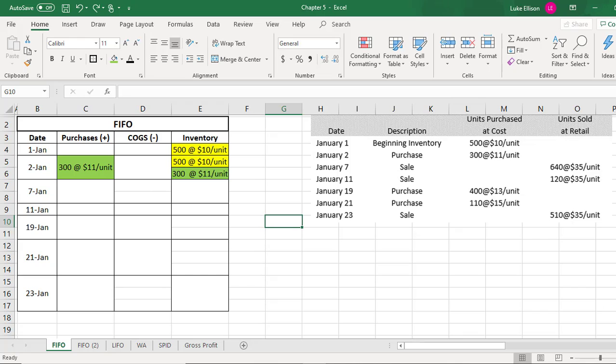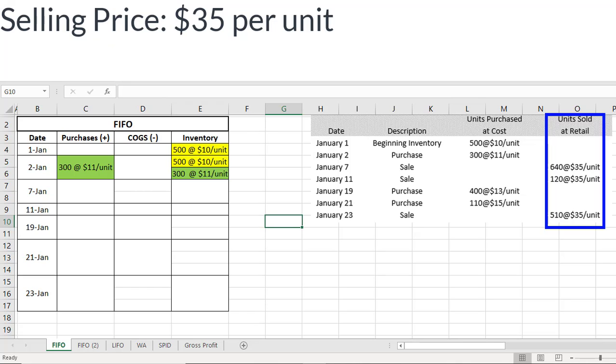Next, on January 7th, we have our first sale of 640 units. That means we get to use our cost of goods sold column. Now, before we record this transaction, I want to make something clear, and that's the difference between cost and selling price. As we can see in the units sold at retail column, this company sells its inventory for $35 per unit, so the selling price is $35.